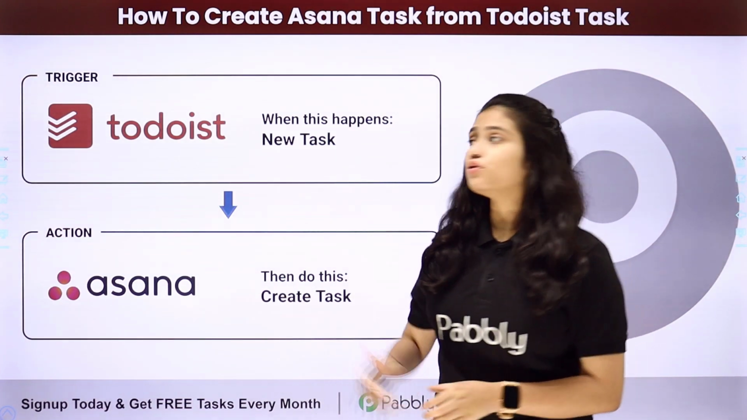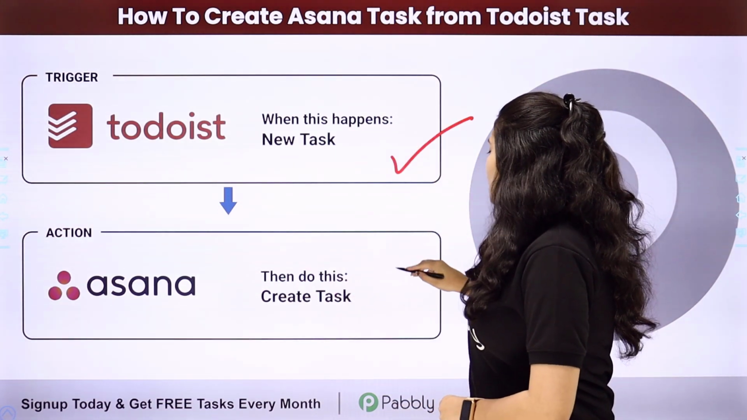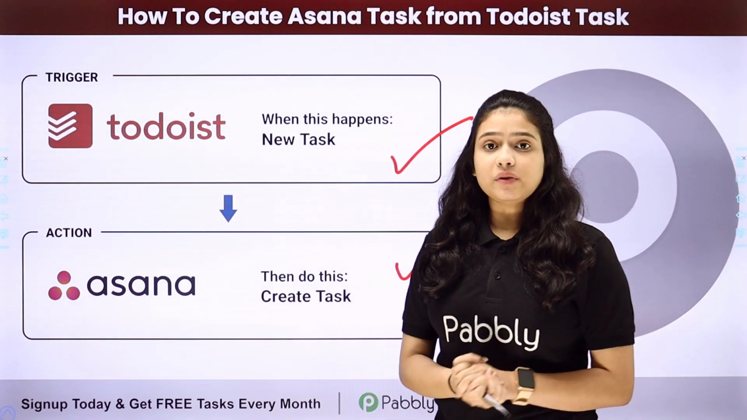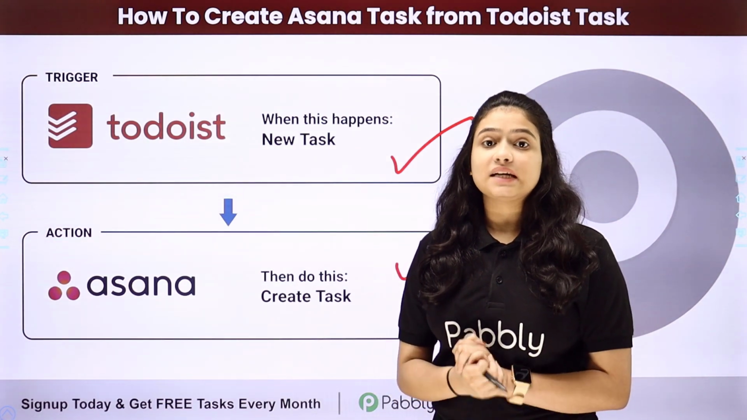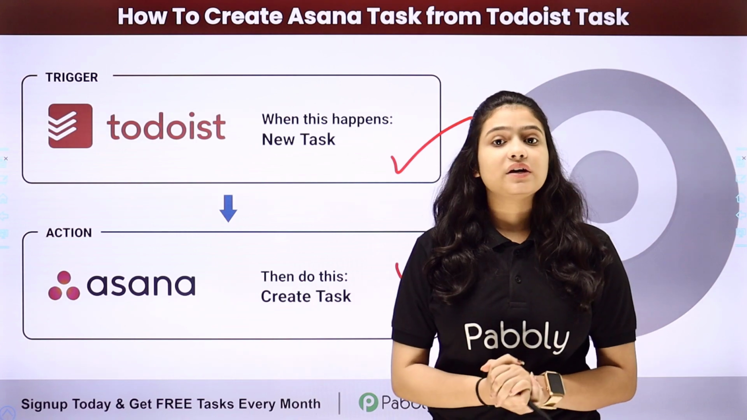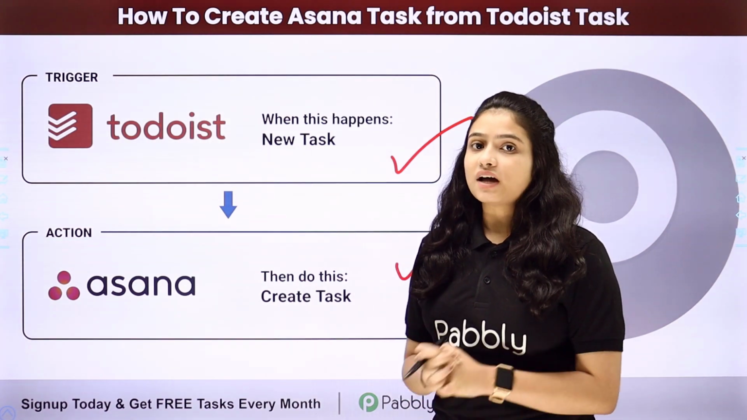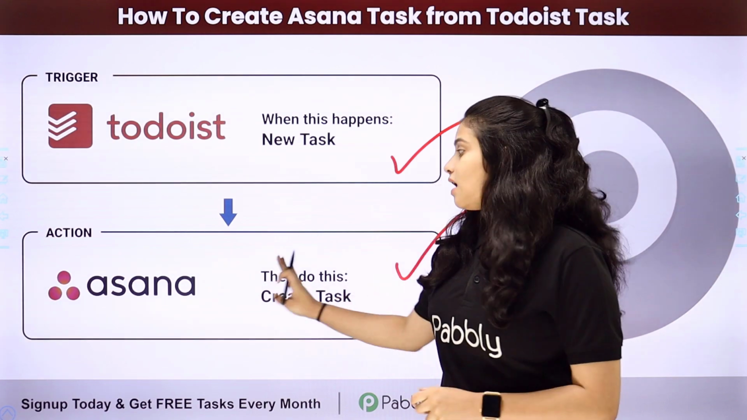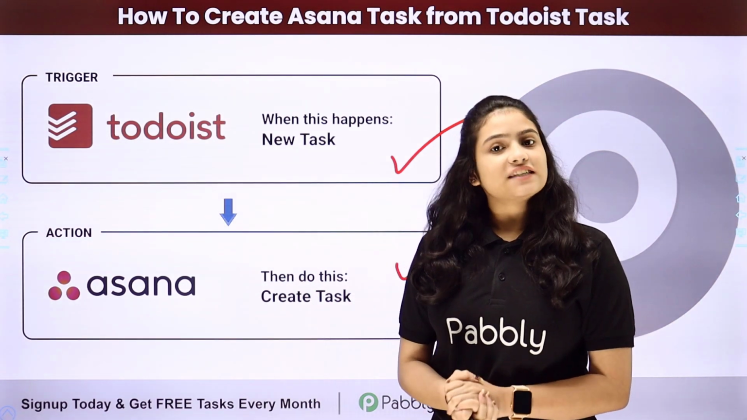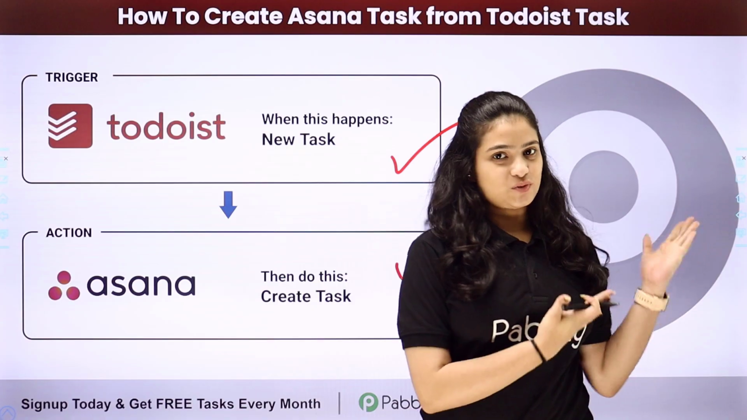So what we are going to do is, we have Todoist in our trigger and Asana in our action. So we will be connecting both of them by using Pabbly Connect in such a way that whenever a new task is created in Todoist, automatically by using the details of the same task, a new task will also be created and added in Asana. And in order to learn the entire process step by step, let me take you all to my screen.